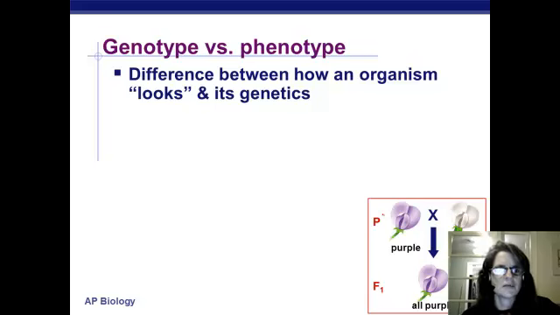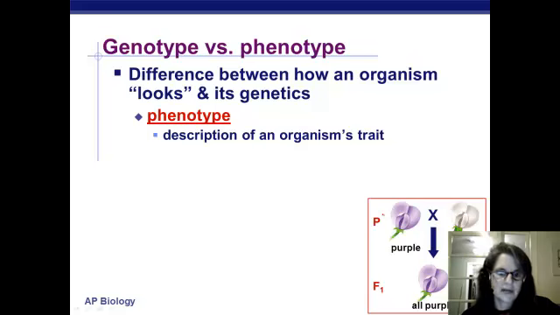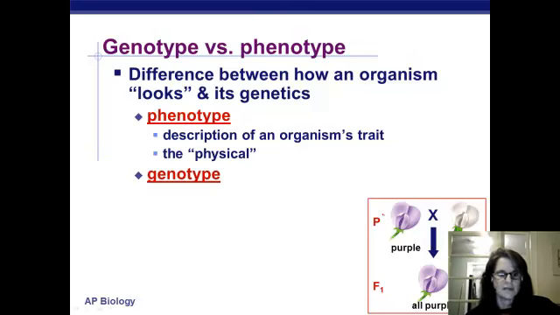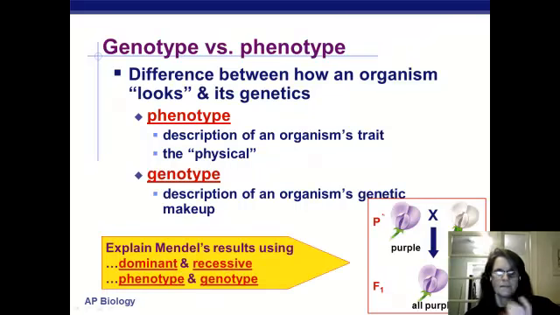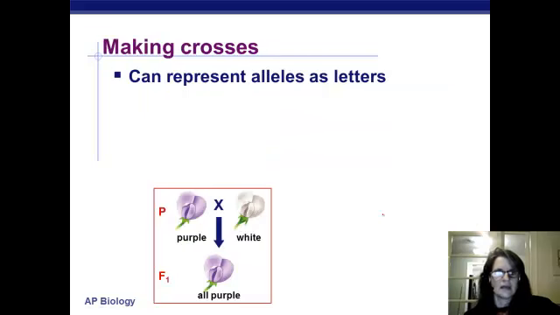So let's make sure we understand some words. Genotype versus phenotype. Phenotype is how an organism looks. Does it look purple? Does it look white? The physical appearance. Genotype refers to the description of an organism's genes that it has. Its letter combination, if you will. Is it dominant? Is it recessive? And all of that. Okay.